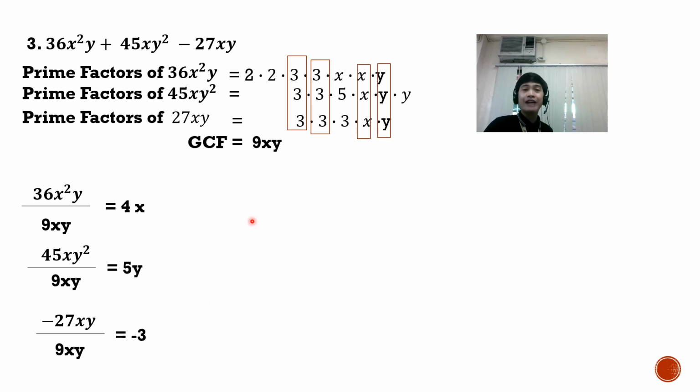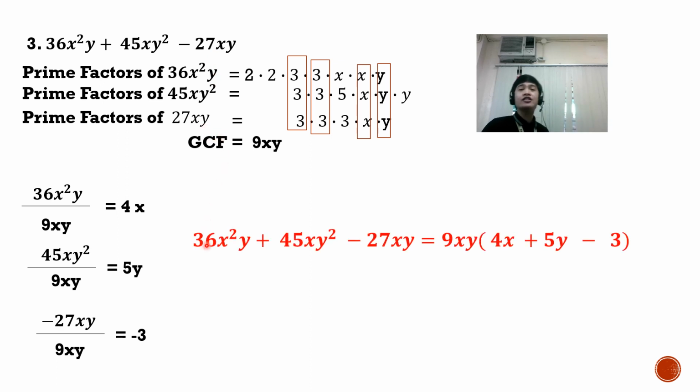Therefore, after nating makuha ang GCF at na-divide ang bawat expression na ito sa kung ano ang ating GCF, our final answer now will be 36x squared y plus 45xy squared minus 27xy is equal to 9xy, which happens to be our GCF, multiplied to 4x plus 5y minus 3. Ito na po ngayon yung factors ng ating polynomial na given sa example number 3. So that is how we factor polynomials using the concept of common monomial factor.